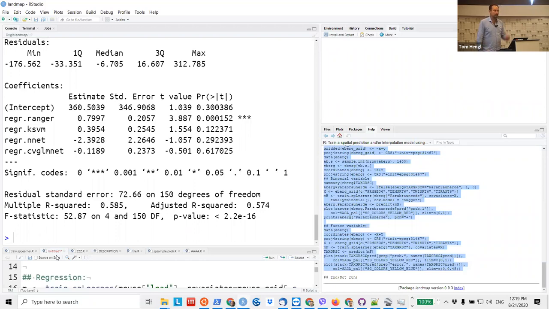So yes, question? Yes. Yes, but using spatial cross-validation. Yes.